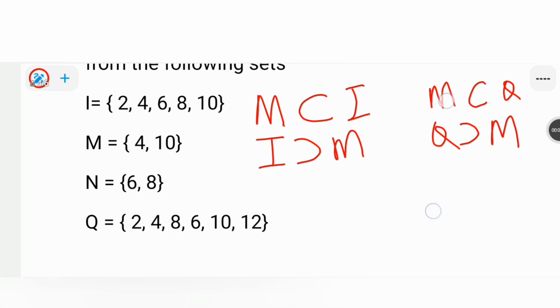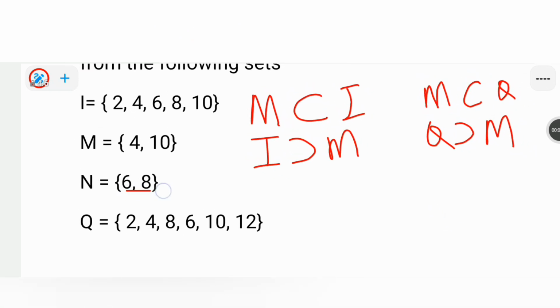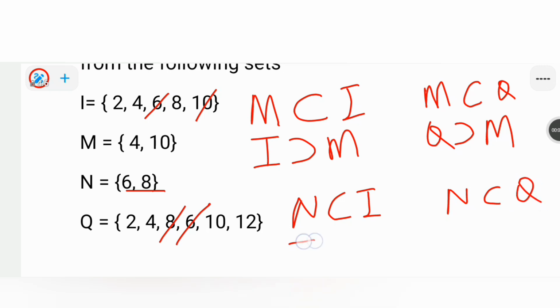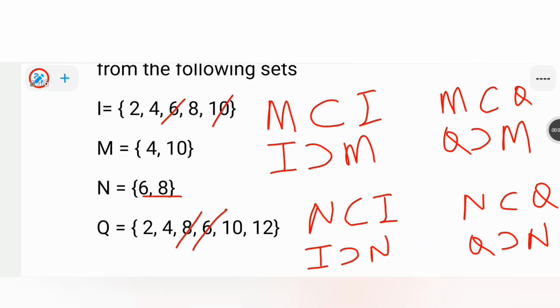Okay, let's try another one. N contains 6 and 8. Set I also contains 6 and 8. Set Q also contains 6 and 8. So this means that N is the child of I, N is the child of Q. This means that I is the father of N, Q is the father of N. Okay, if you even check, there's also one more that you can also pick.